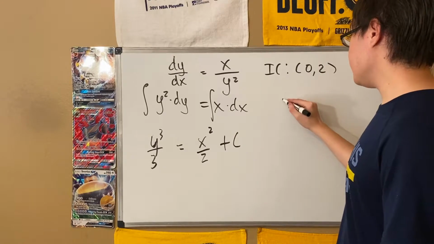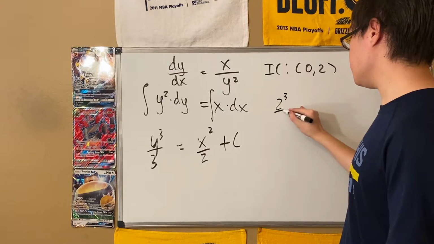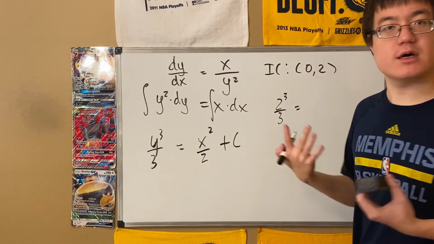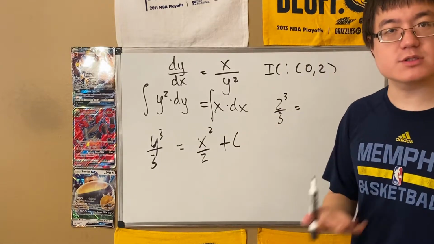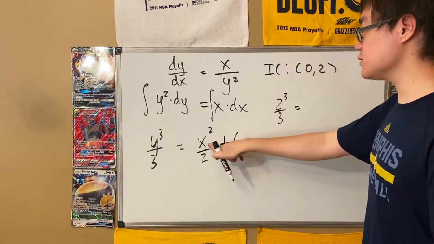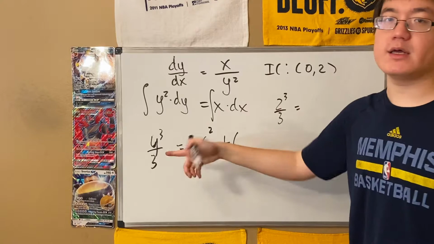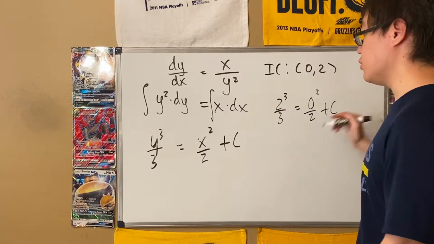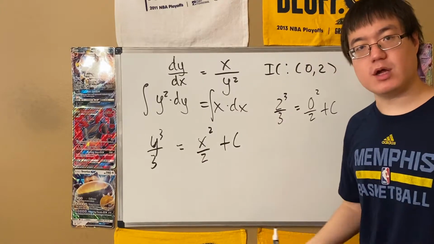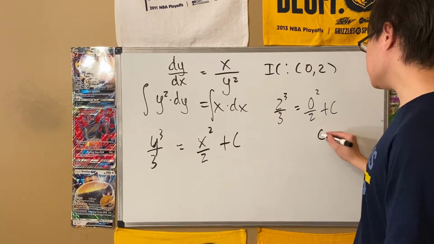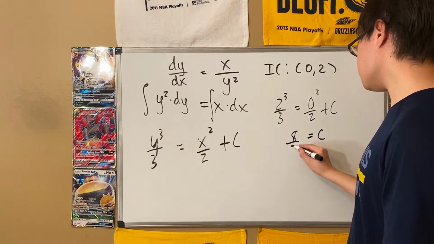So it looks like we have some fractions here, but it can be 2 cubed over 3 equals x. And then we have 2 points, and we have 2 variables, so you're going to plug in each point into the correct variable. So this is going to be your x, 0, and then this is going to be your y, 2. So it's going to be 0 squared over 2. You're going to plug in your x and y so that you can find c. In this case, it looks like c is equal to 8/3.